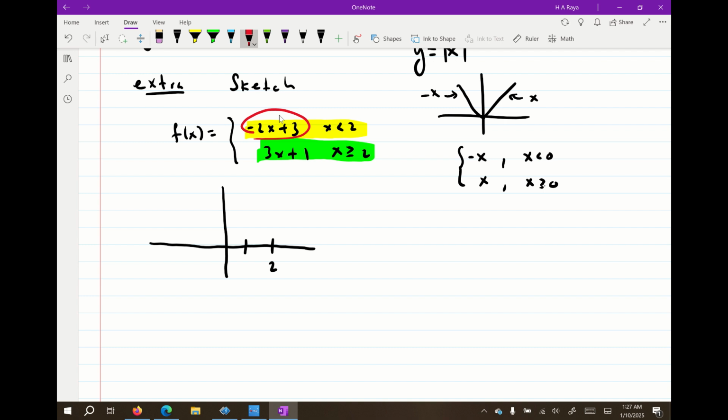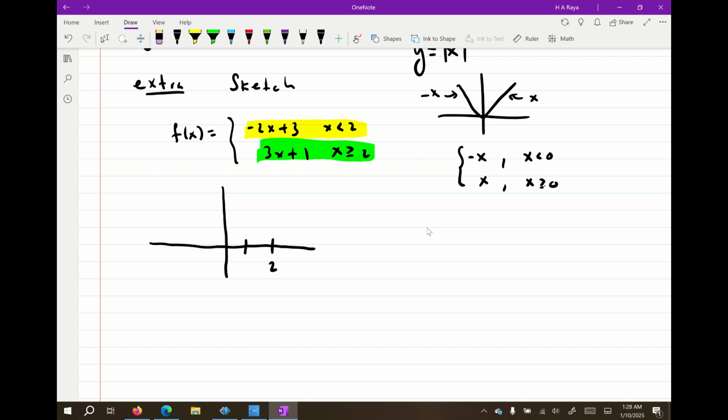How many points do you need to generate a line? Just 2, right? So what you could do is plug in any two values of x that are less than 2 into this function. For example, you can plug in negative 1 or 0 and get two different y values. So then that will give you 2 points, and then you just simply need to connect the dots between those 2 points to graph the line of negative 2x plus 3.